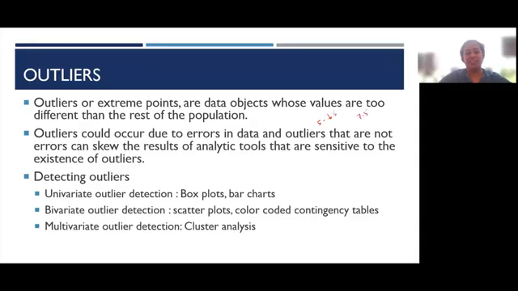That's an outlier. Outliers or extreme points are data objects whose values are too different from the rest of the population. That can happen, and sometimes it can be due to errors as well.